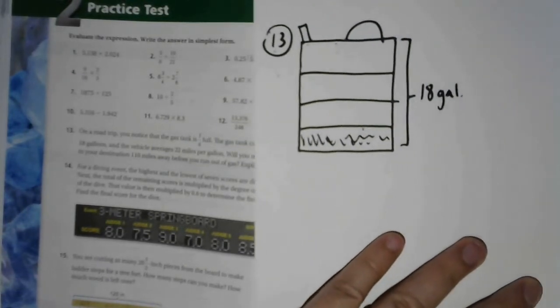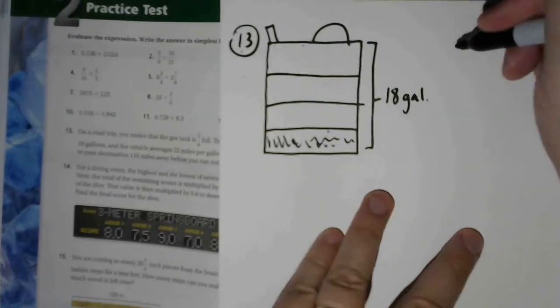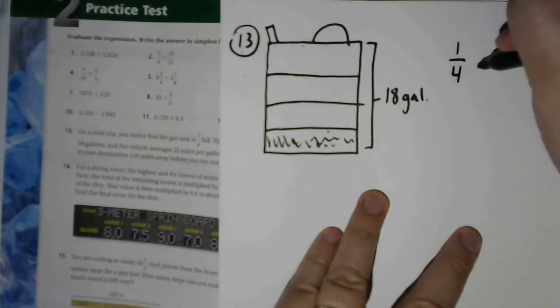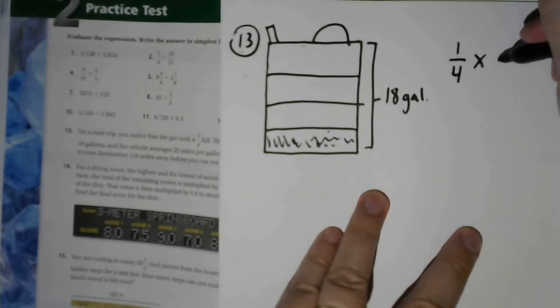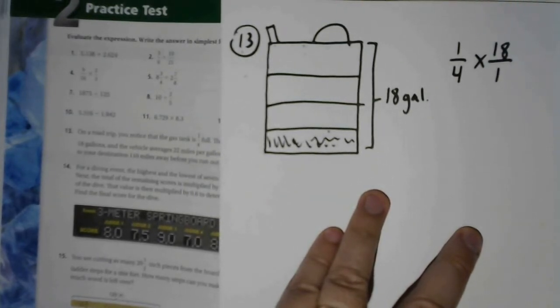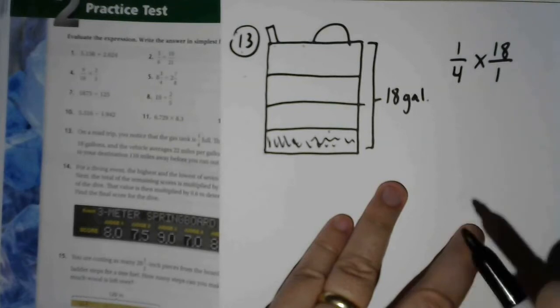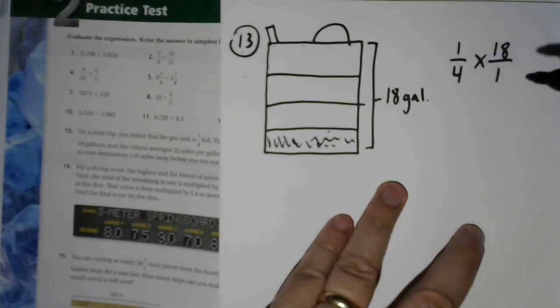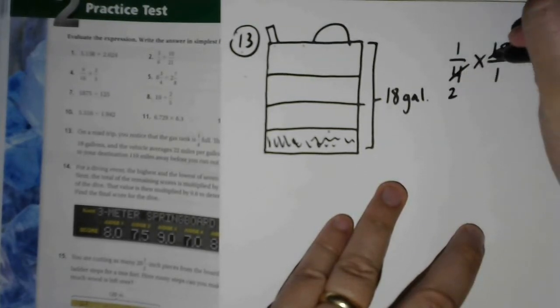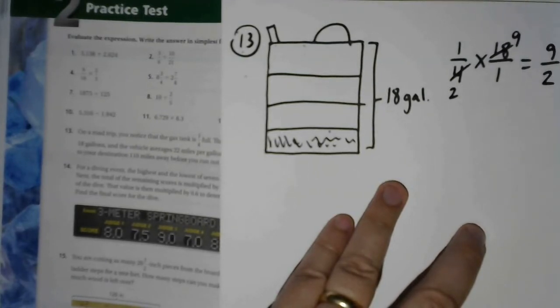Whenever you hear the word of in a math class, you think multiply. So we have 1/4 of 18. And I'll just make 18 over 1 because I know I can multiply those two fractions. Now we can think about cross simplification. For example, 4 and 18 are both divisible by 2. So 4 divided by 2 is 2. 18 divided by 2 is 9. Now I have 9 halves.